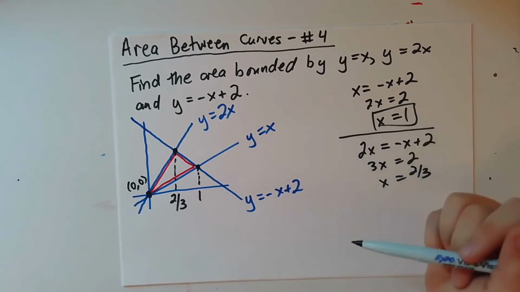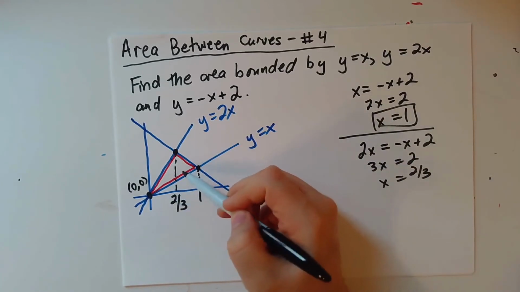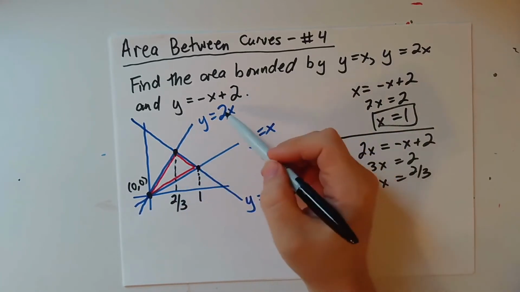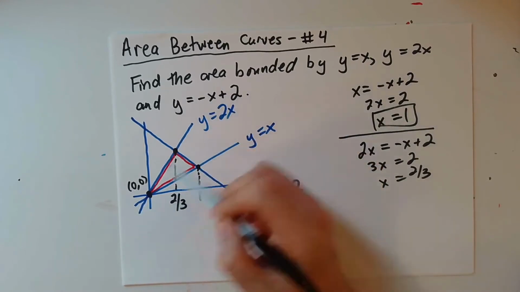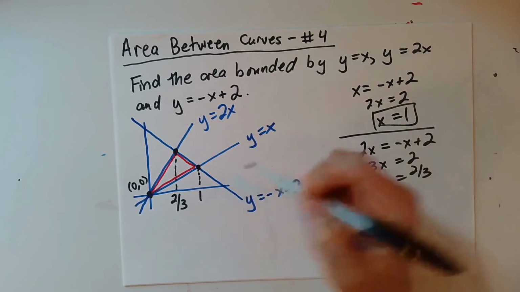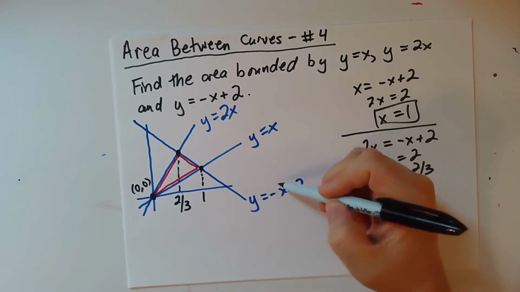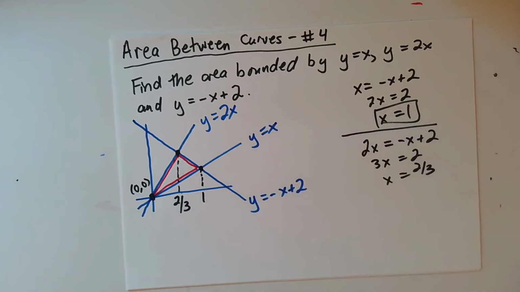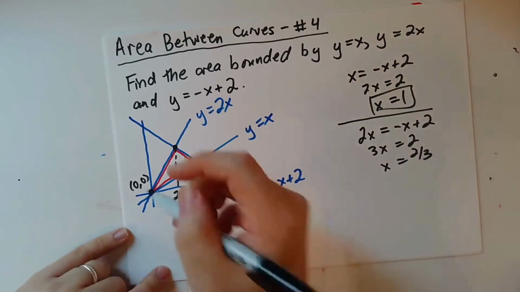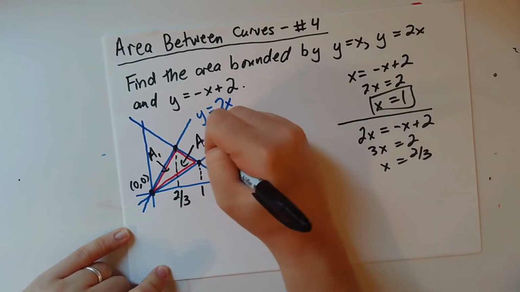And so what I have to realize here is that really this triangle is two pieces, where the y equals 2x graph is on top and the y equals x graph is on the bottom from 0 up to 2/3. And then from 2/3 all the way over to 1, it is the y equals minus x plus 2 graph that's on top and the y equals x graph that's on bottom. So I'm going to break this into two pieces. So there is area 1, here is area 2.